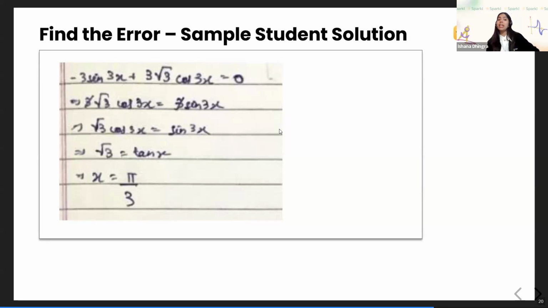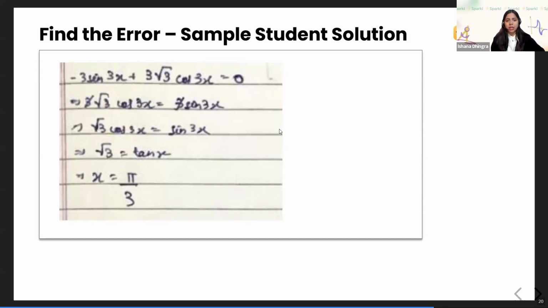It will then become pi by 9, because 3x is equal to pi by 3. Correct. So there you lost one method mark because sine 3x by cos 3x should be tan 3x. And you also lost one accuracy mark. How many marks was this? This was for 4 marks. Oh, so 2. Yeah. So you got 2.